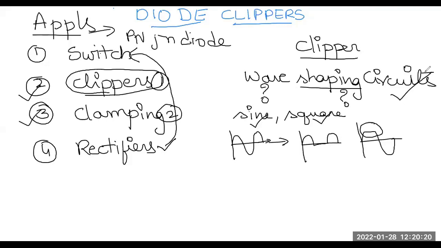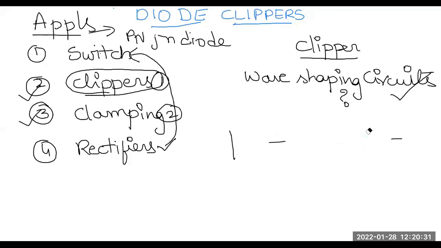Now, these wave shaping circuits basically come under two different categories. One we call linear wave shaping and the other is called non-linear wave shaping. So the first type of wave shaping circuits we have is linear wave shaping circuits, and the second one is non-linear wave shaping circuits.